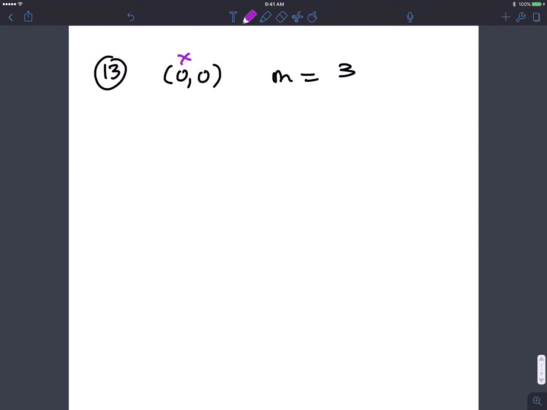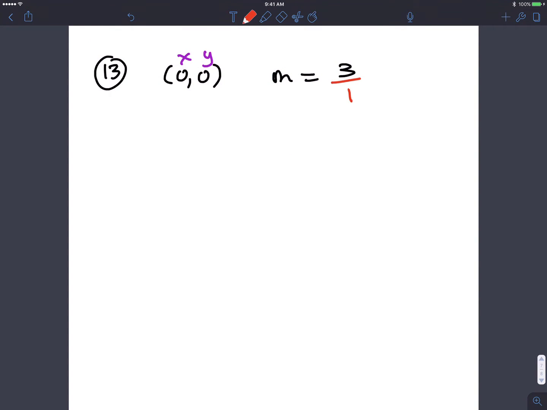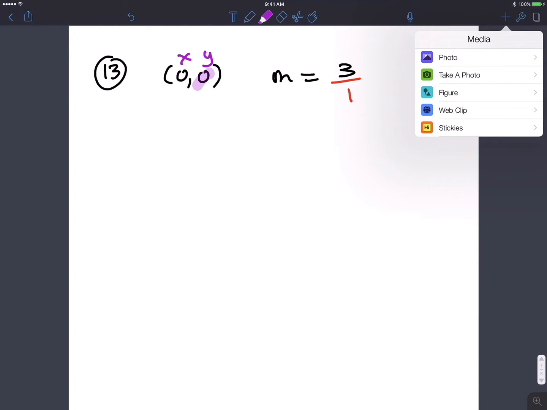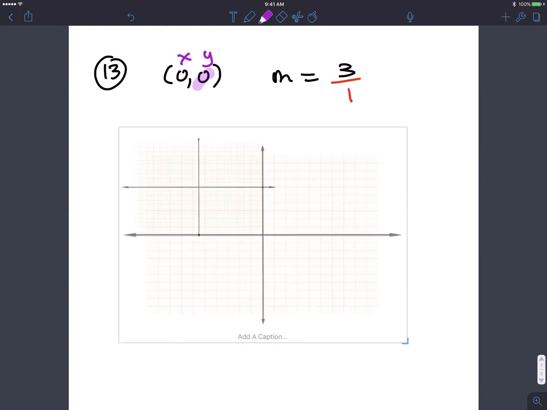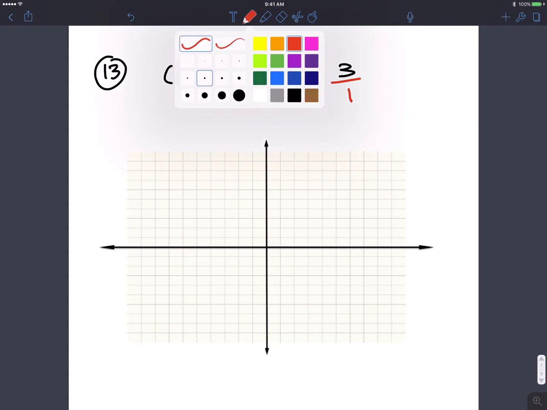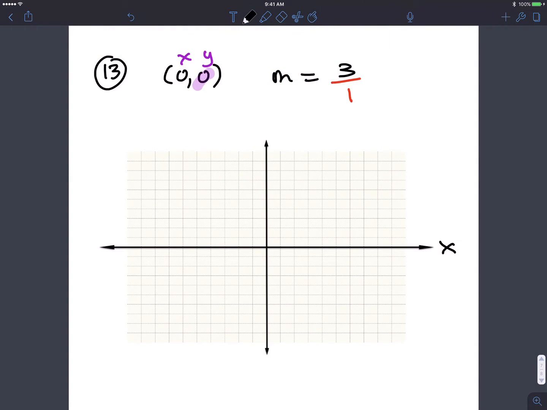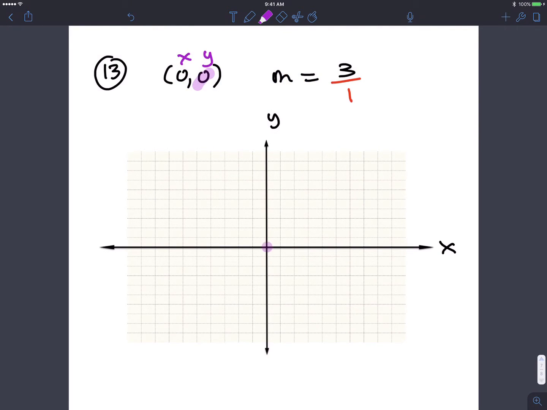We have an x-coordinate, we have a y-coordinate, 3 over 1. We're going to go through the origin again because our y-coordinate value is 0. This is the address of the origin, by the way, 0, 0. So our first point is going to be right at the origin. Remember again, we have the x-axis, the y-axis. Our first point at the origin, 0, 0.